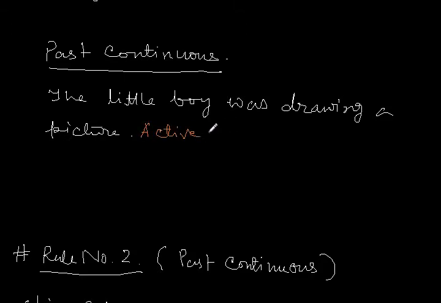Now we have to change the sentence into passive voice. So was drawing is the verb and who is the doer of the action? The little boy. So this is the subject.